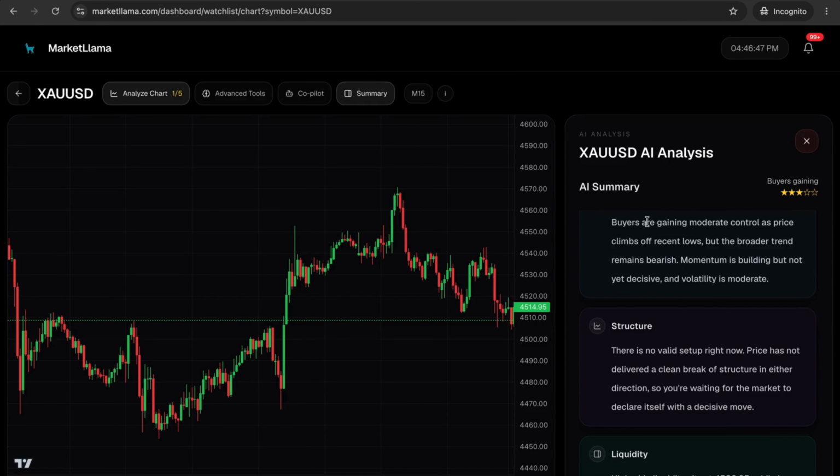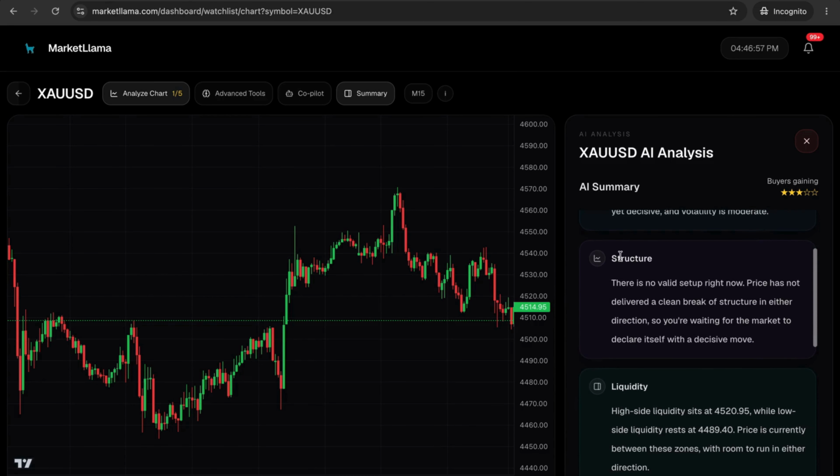Buyers are gaining moderate control as price climbs off recent lows, but the broader trend remains bearish. Momentum is building, but not yet decisive, and volatility is moderate. Structure, there is no valid setup right now. Price has not delivered a clean break of structure in either direction, so you're waiting for the market to declare itself with a decisive move.